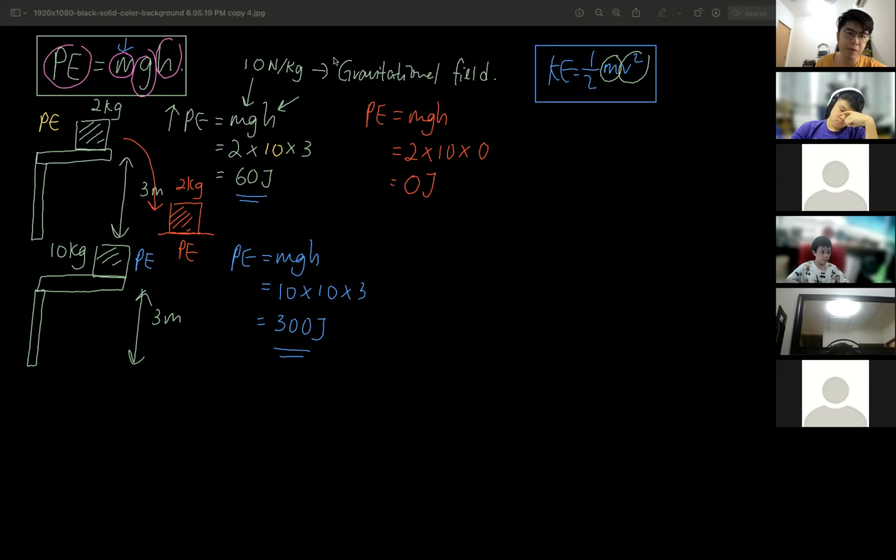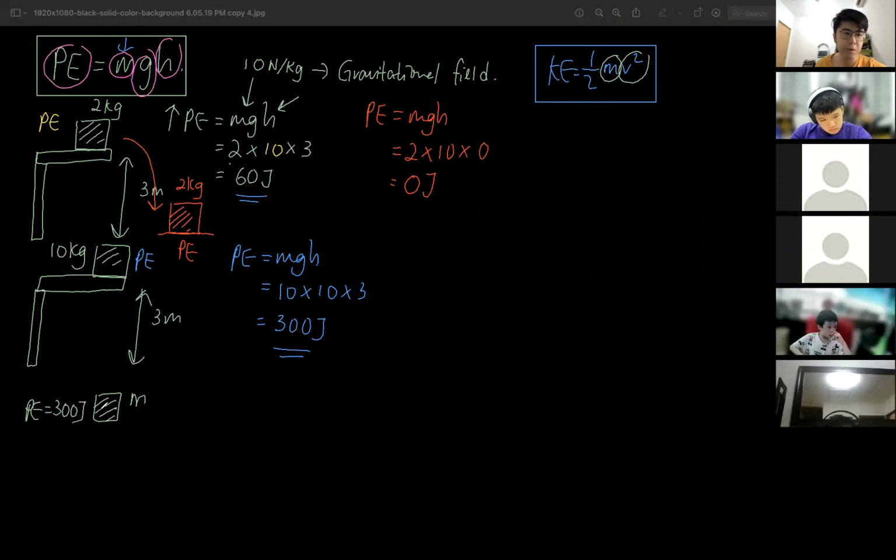Now, for example, if they ask to calculate the mass, okay, Lucas is here. For example, they say one object with a mass m having a potential energy of 300 joule, and it is at a height of 5 meters. Calculate the mass of the object.